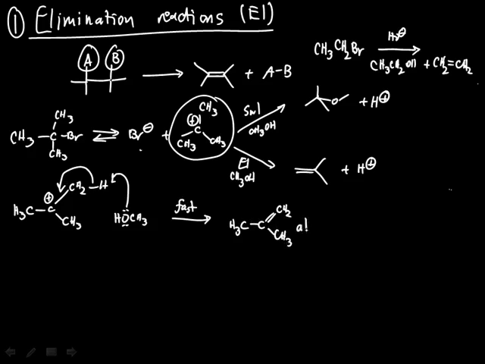In this case, we get this double bonded species, which is known as alkene, and then we get the protonated methanol. So methanol in this case doesn't act as a nucleophile, it acts as a base because it removes a proton. So this is a base, not a nucleophile.